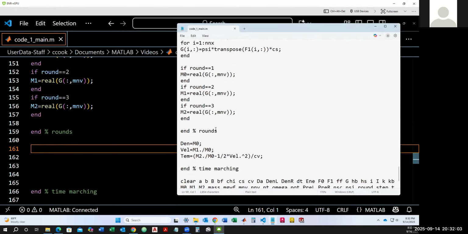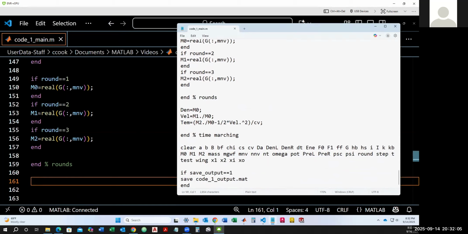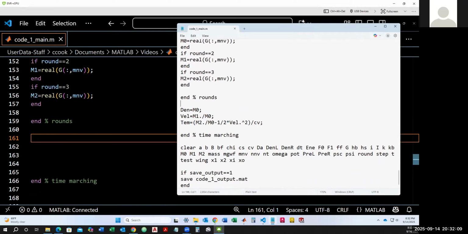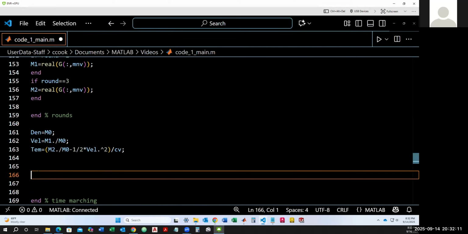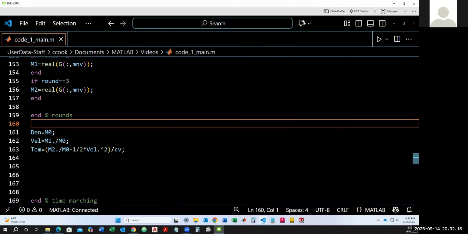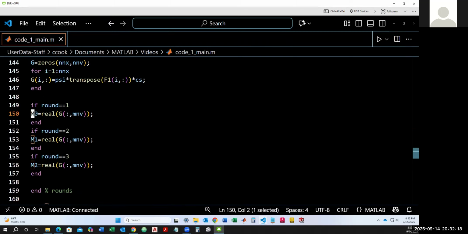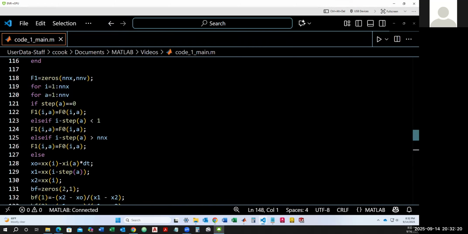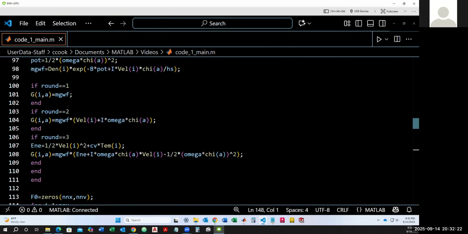So we're done with the rounds. We now have our M0, M1, M2. So it's time to update the observables: the density, velocity, and the temperature. So the new density is M0. I can't assign this to the density because it's going to go back up after round one, then round two.